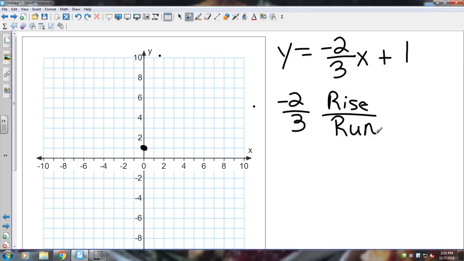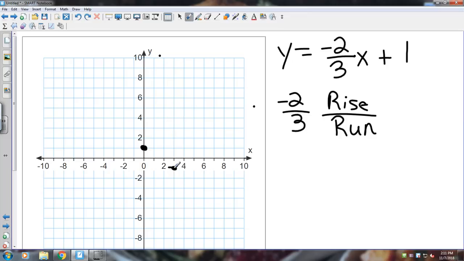Which point? There's a bunch of points up there. The y-intercept that we just put up there, right? We put that point for a reason. That's our starting point. So if I'm going to rise in a -2 direction, what does that mean? You're going to fall 2 positions. So I'm going to go down 2. And then if I run in a +3 direction, what does that mean? Go to the right. So I'm going to go down 2 and to the right 3.